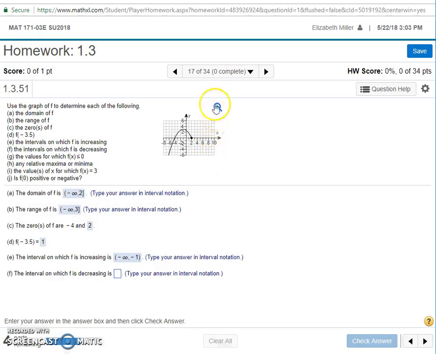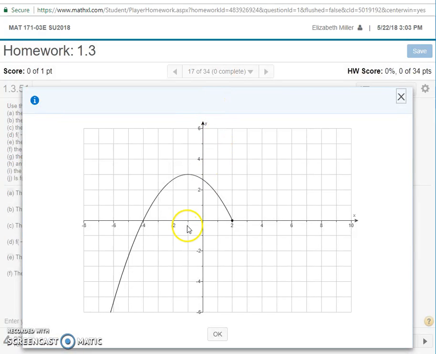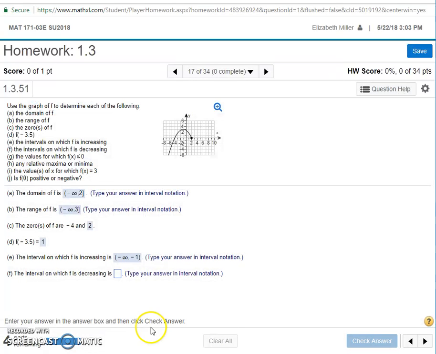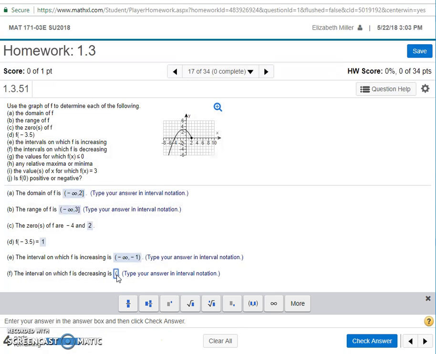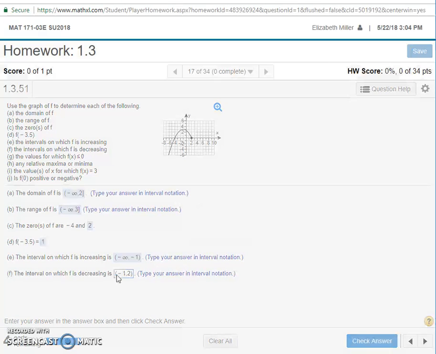So for decreasing, my x values where I'm decreasing go from -1 up until 2, right? That's where I'm decreasing from here to here. So from -1 to 2, and again, always use parentheses with increasing and decreasing.